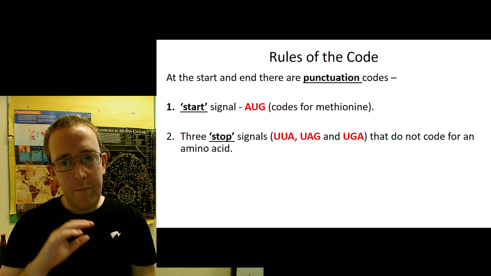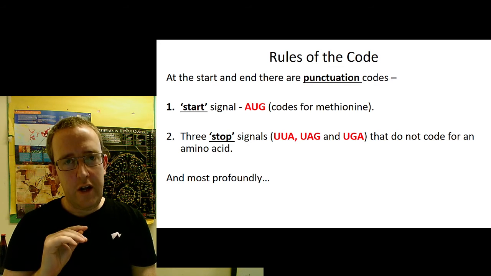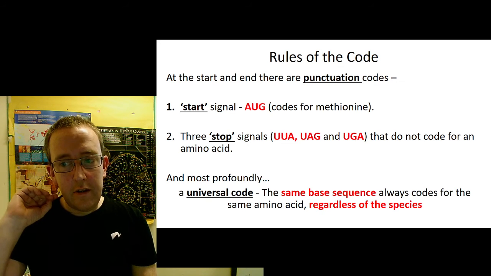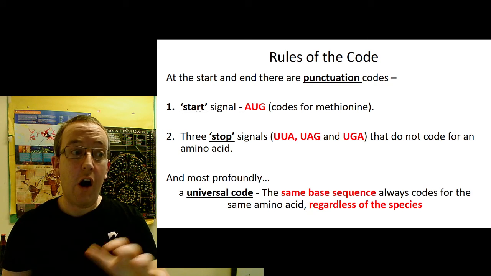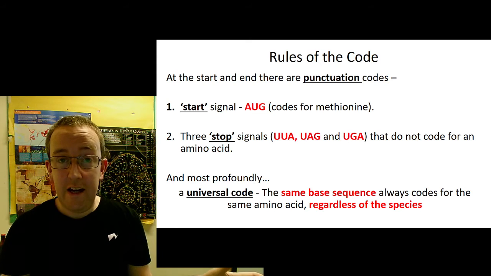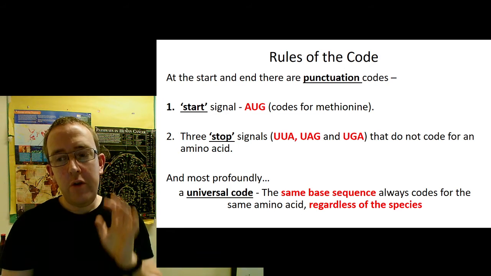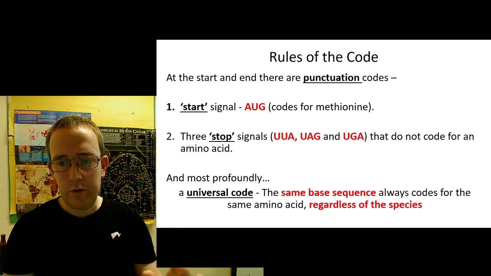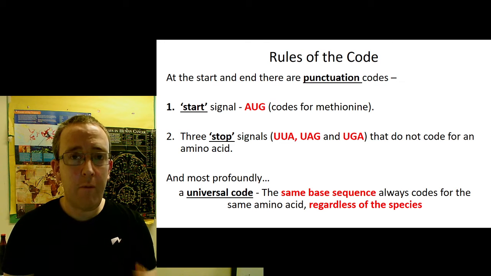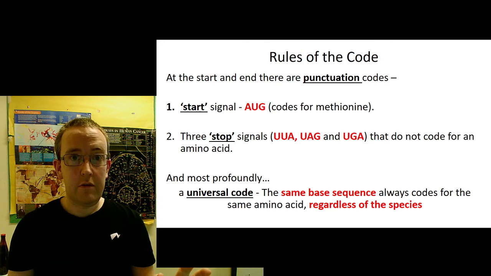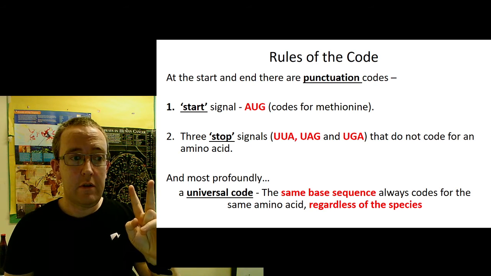Okay? And perhaps the most profound rule of the genetic code is that it is entirely universal. Okay? Apart from organisms like RNA viruses that don't use DNA at all, right? And they have weird exceptions. The code is universal. The same base sequence always codes for the same amino acid regardless of the species. Regardless. Doesn't matter. Okay? And that is mind-blowing for 2 reasons.